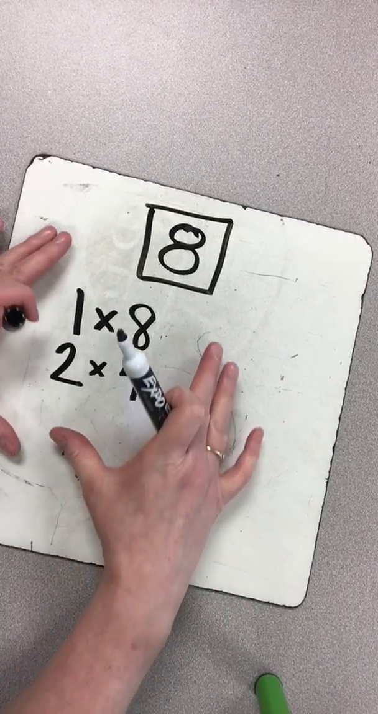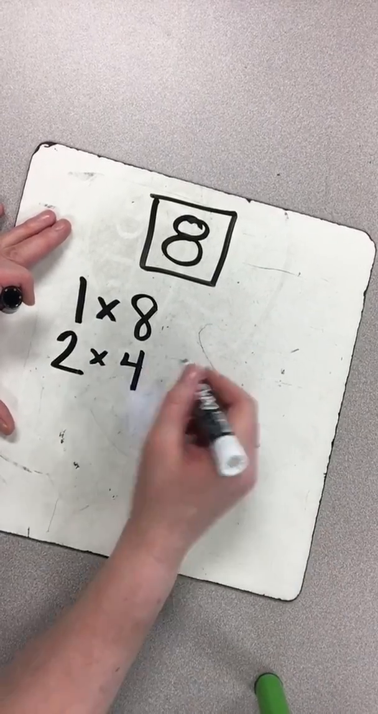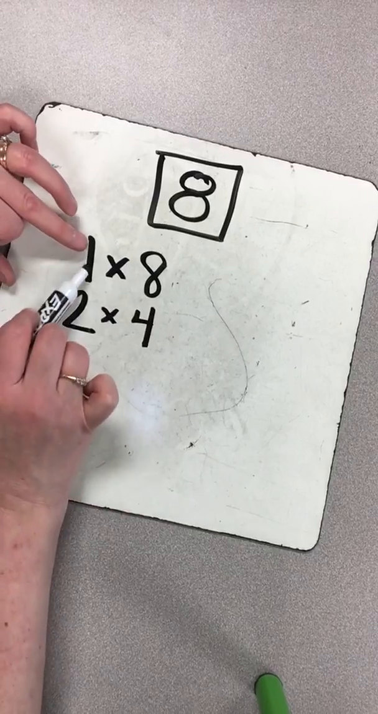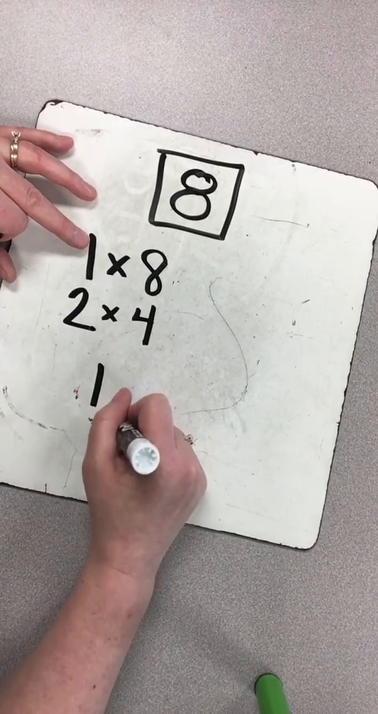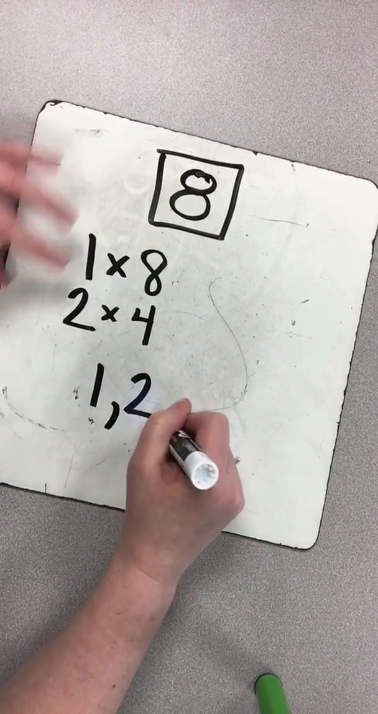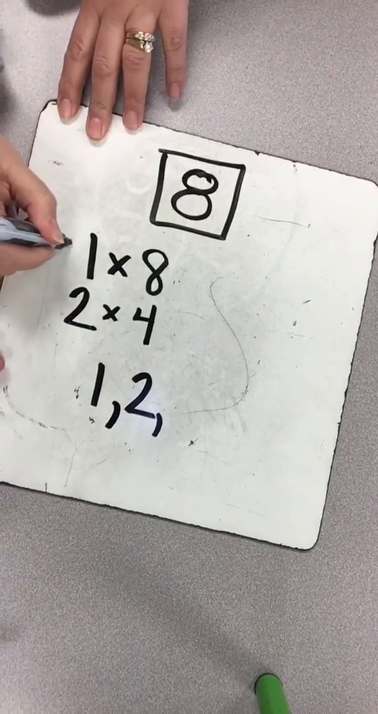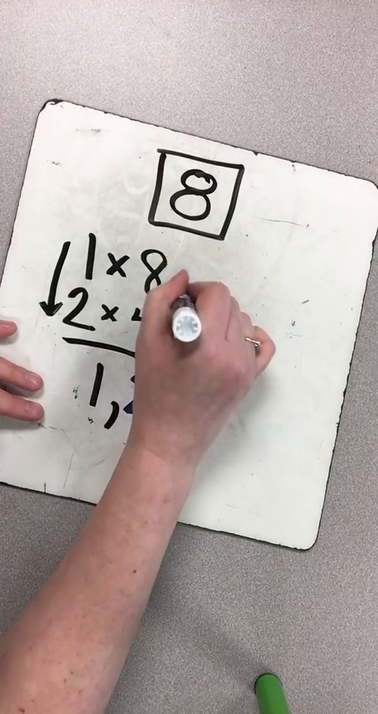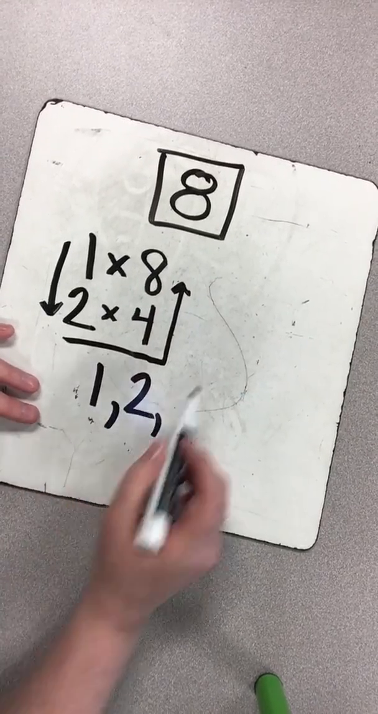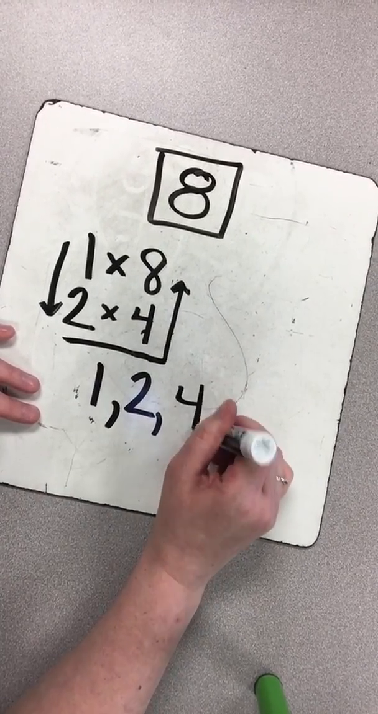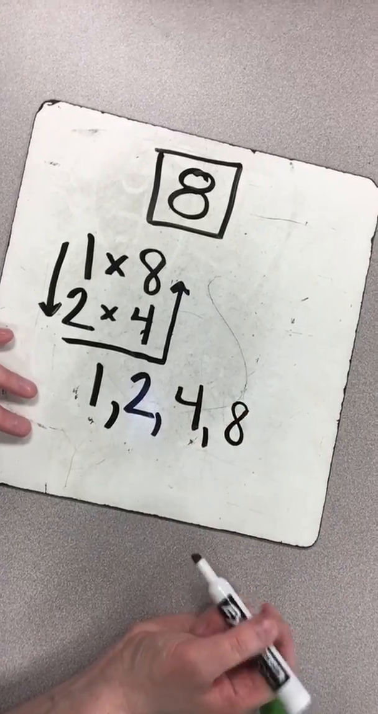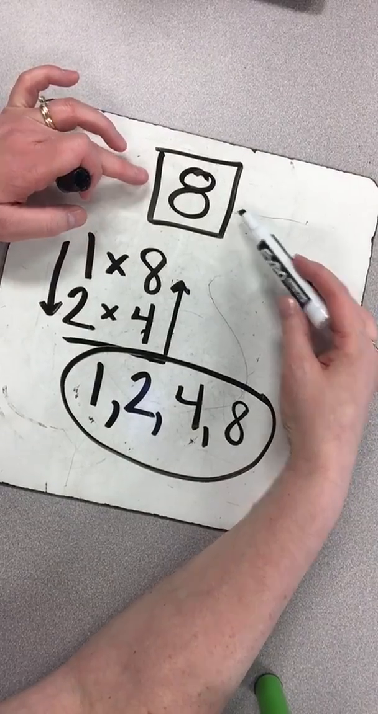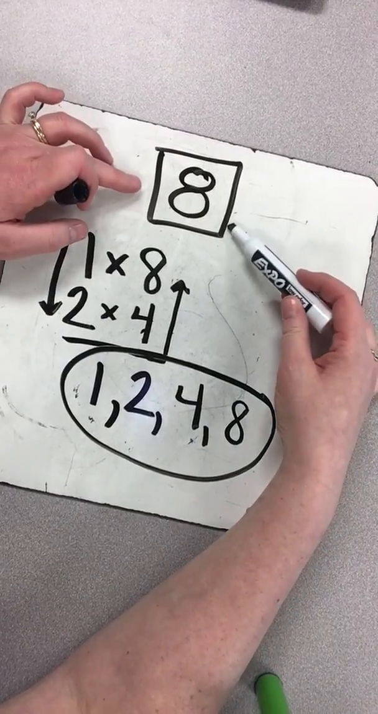So now that I have my multiplication part, I have to rewrite it. We have to get it in order from lowest to greatest. So I start up here in my top left. I have a 1. Then I put a comma. 2. Now I'm down here, and we're just going to go right down that way, and then come over and go up. So I have 1, 2, 4, and 8. These are my factors of the number 8. These all go into the number 8.